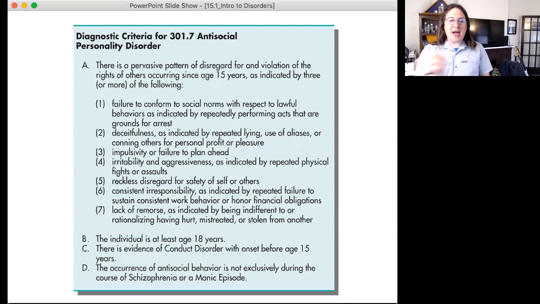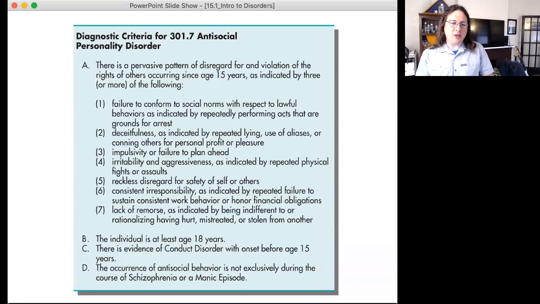So anyway, as you can see, we look at meeting just 3 of these criteria, you know, failure to conform to social norms with respect to law. So we'll see kids usually get in trouble with the law very early on. They're deceitful, usually. There's a lot of lying. There's impulsivity or a failure to plan ahead. They might be irritable and aggressive. They have a reckless disregard for safety of others and consistent irresponsibility and lack of remorse. That's kind of the big one here. They don't feel sorry for what they did because they're very much involved in just gratifying whatever it is that they want to feel good about. Okay, so that's antisocial. And again, just meeting 3 of those is pretty big. It would be enough for a diagnosis at 15 years or up.